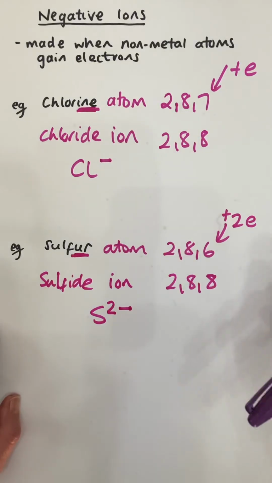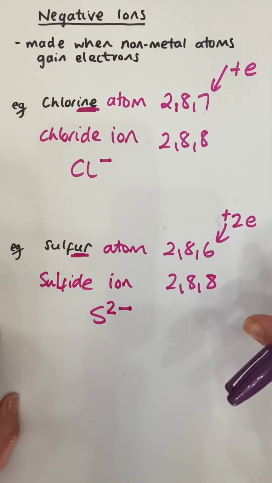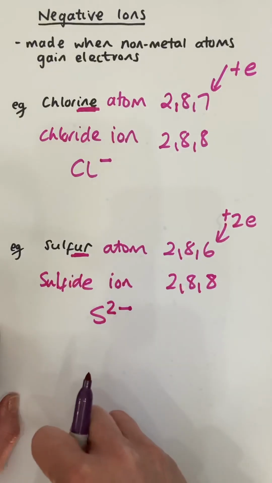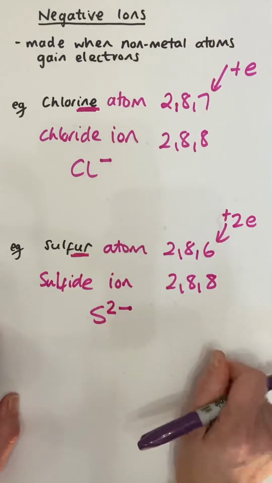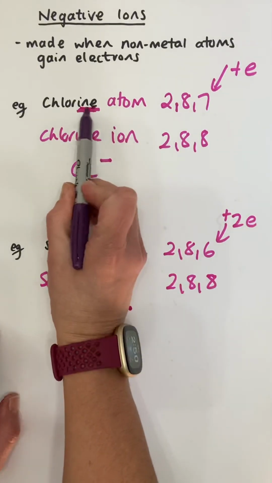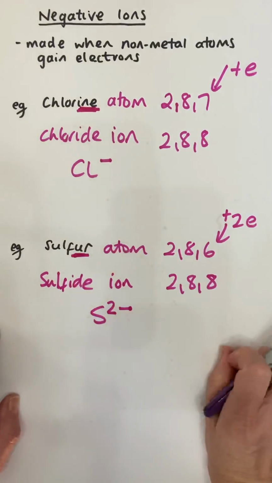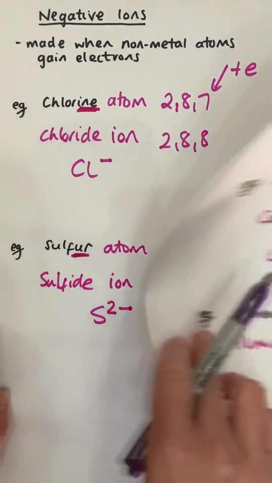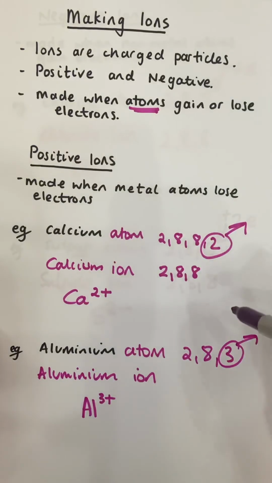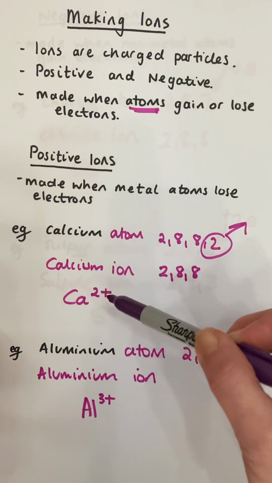So to make negative ions, you make negative ions when non-metal atoms gain electrons. The number of electrons they gain to become stable tells me the size of the charge that they have. And the last thing to remember about the non-metal ions is that we must change the ending of their name to -ide. Your positive ions are made when metal atoms lose electrons. And again, the number of electrons they lose gives you the size of that positive charge.